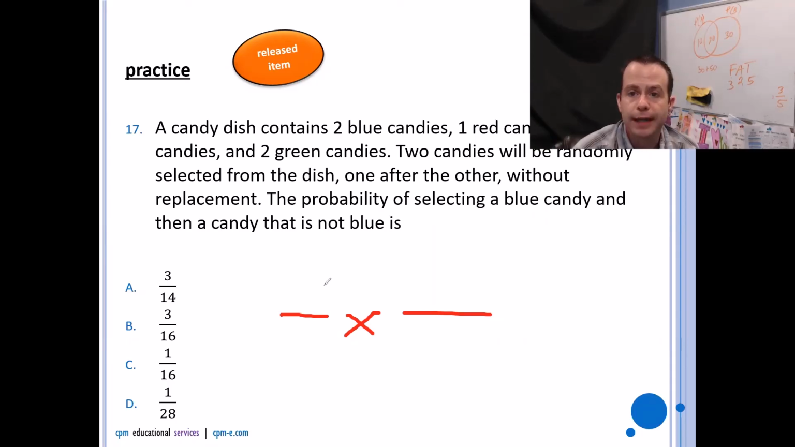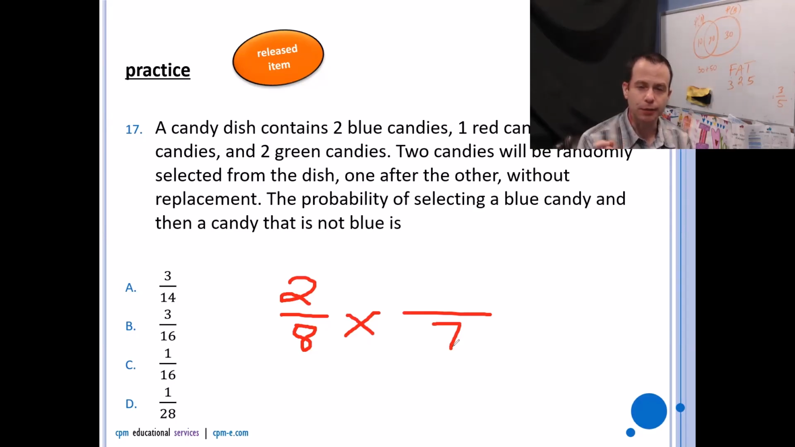So how many blue candies do I have? I have 2. How many candies do I have in total? Well, I've got 2 plus 1 plus 3 plus 2. That's going to give me 8. So 2 over 8. Okay. Now, the probability of selecting then a candy that's not blue. Okay. Well, we have to think about this. How many candies do we have for the second round? We only have 7 for the second round because I've already taken a candy out and I didn't put it back in.